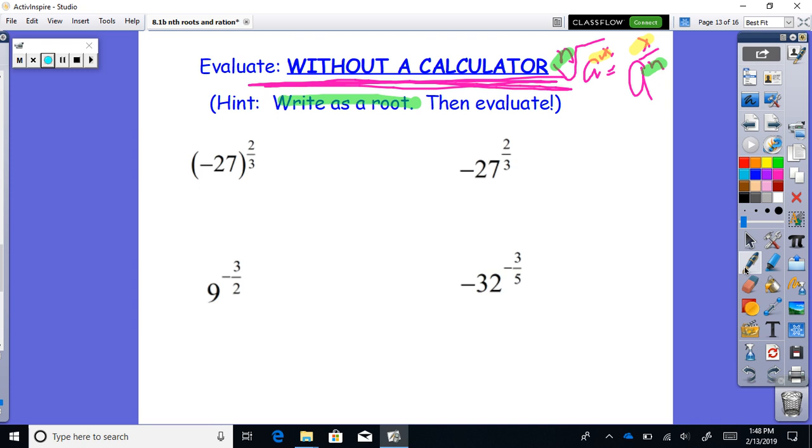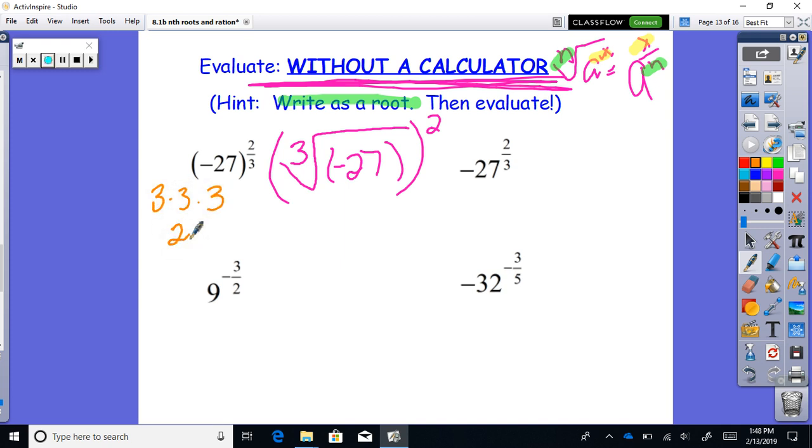So negative 27 to the 2/3 will be the cubed root of negative 27 and then that squared. Remember, you can have a negative under a cubed root. And the cubed root of 27 is 3, because 3 times 3 times 3 is 27. So negative 3 times negative 3 times negative 3 is negative 27. So evaluating the root first is going to be helpful. The cubed root of negative 27 is negative 3. And then squaring it, negative 3 squared is 9.